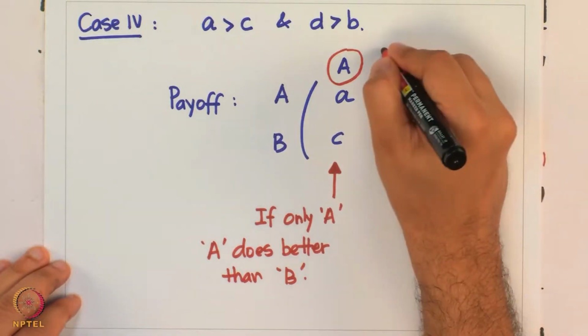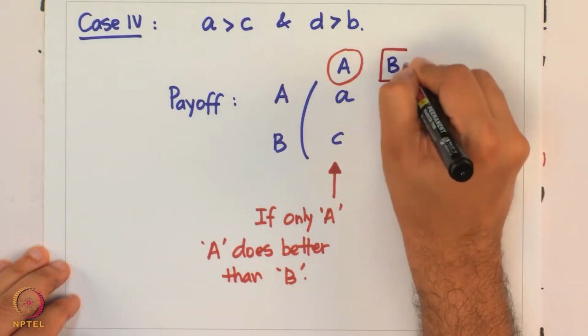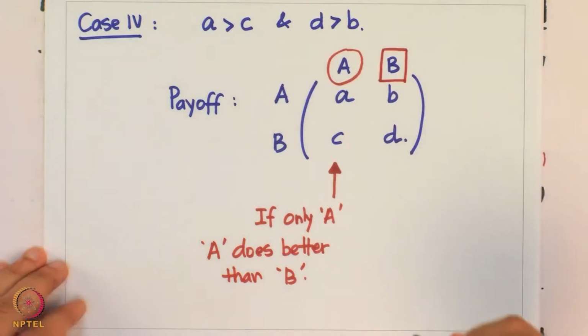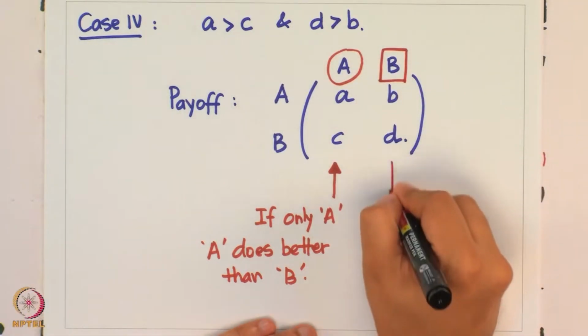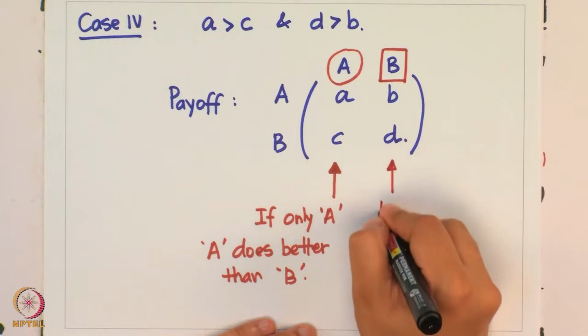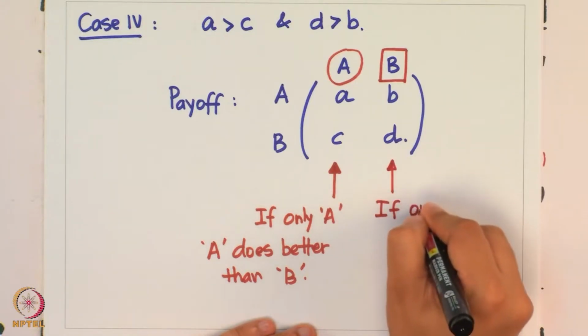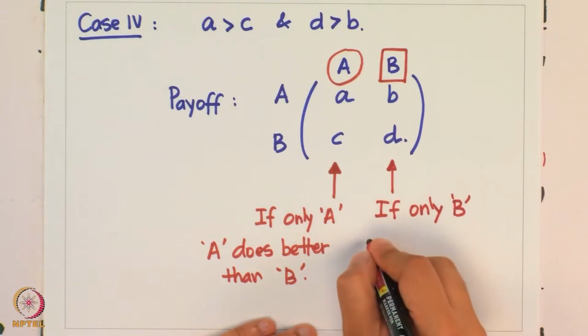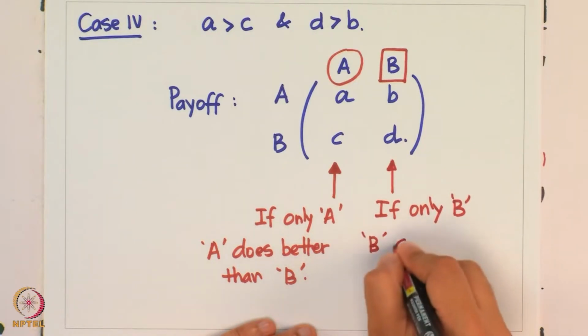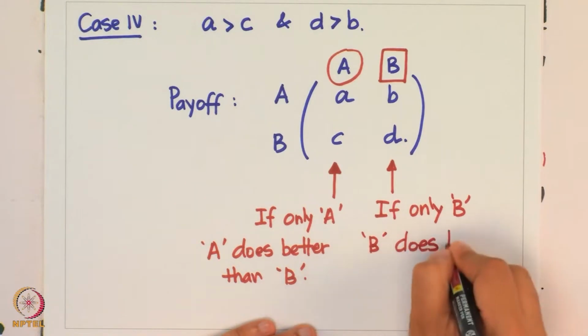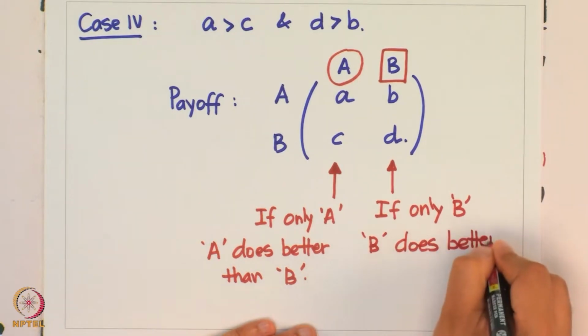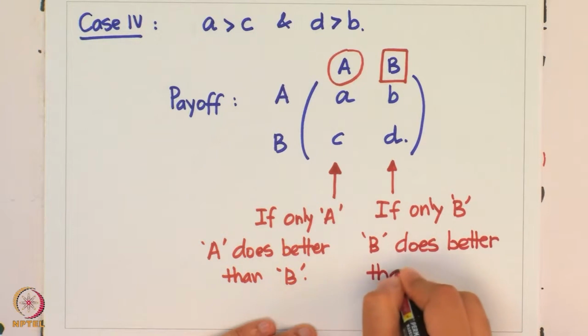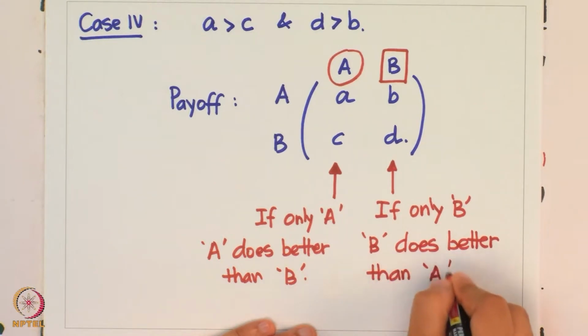But on the other hand, if you are growing in an environment where there is all B's, then the converse holds true, that if you are growing in only B, then B does better than A, and that is because D is now more than B.